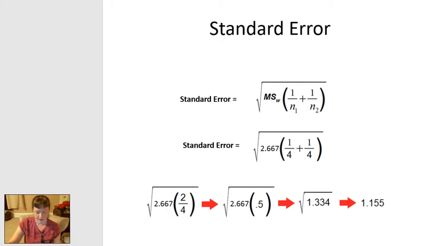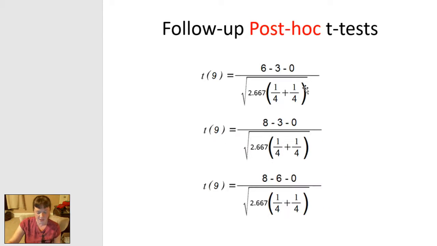Notice that the bottom part of the fraction is exactly the same for all three t-tests. Because you're essentially estimating standard error using all three of your groups. Because mean square within was calculated for all three of your groups. So it becomes a better estimate of pooled variance than doing a new one for every single t-test. So you put that error variance in here, and now your estimated standard error is going to be exactly the same for all three of your follow-up tests, which is super nice.